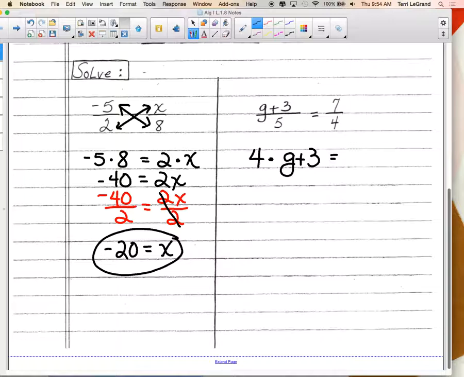So this would become 4G plus 3. I have to put that numerator in parentheses, okay? When it's more than one term, more than one piece to it, I have to put it in parentheses. Well, now we have to take the other pair times each other, so 5 times 7. Okay, go ahead and solve that because you know how. You need to simplify first. You need to do your distributive property first.